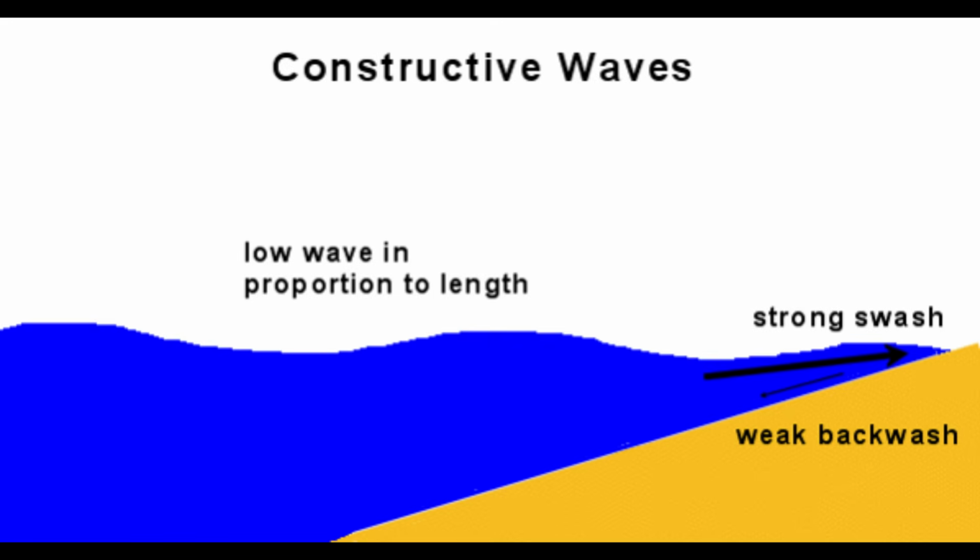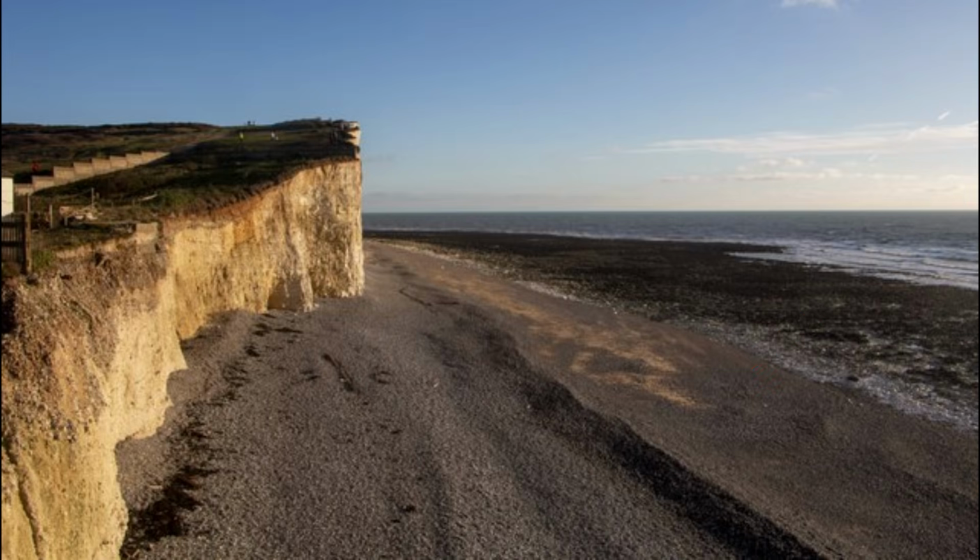So in the summer, what we'll normally see is constructive waves. They're low frequency, they have a strong swash and a weak backwash. So they push sediment up the beach, building a gradual, wide profile with a noticeable ridge at the back called a berm. The beach is growing because of the process of deposition.